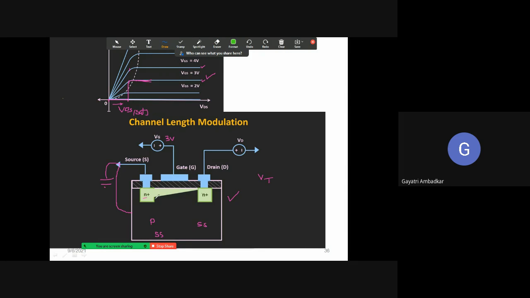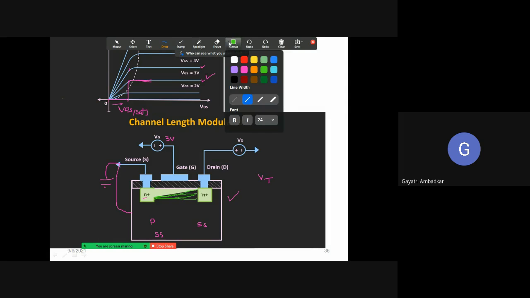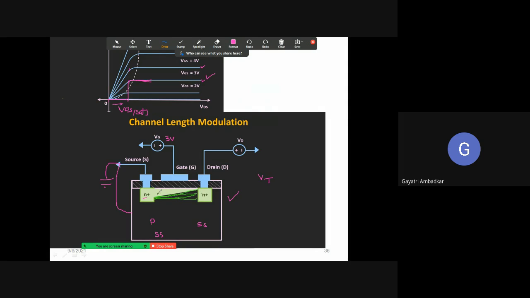Okay, it will become first like this, then it will become like this. Again, if you are increasing, it will become like this, and it will become like this. What is happening? The channel width is decreasing near the drain. You can observe that this channel is wider here and it is very small here. So the increase of the drain current with increase in VDS is happening till this condition.